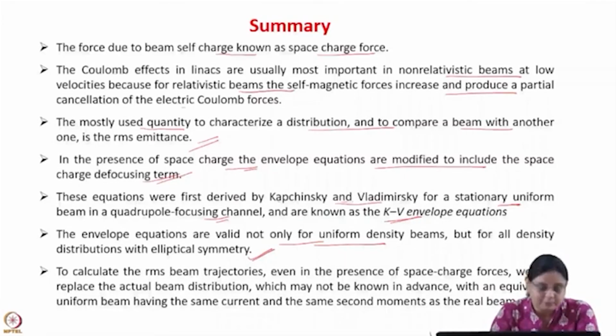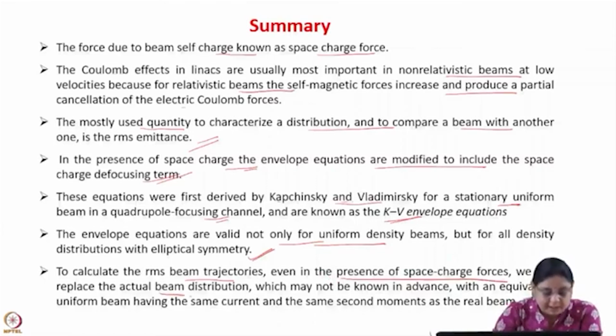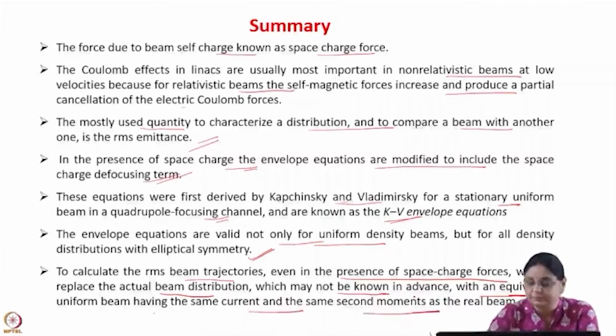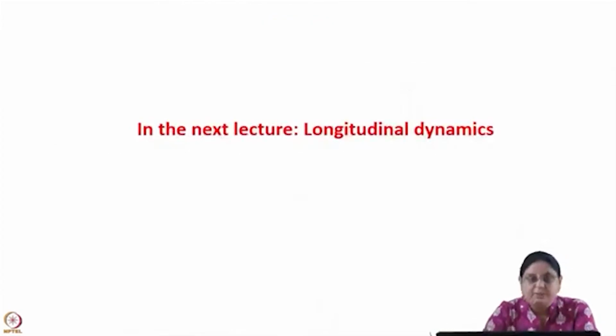with an equivalent beam. To calculate the RMS beam trajectories, even in the presence of space charge forces, we can replace the actual beam distribution, which may not be known in advance, with an equivalent uniform beam having the same current and same second moments as the real beam. With this, we complete the transverse dynamics of particles in the LINAC, and in the next lecture we will study the longitudinal dynamics of the beams in the LINAC.